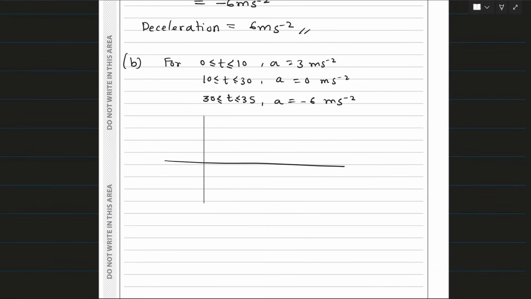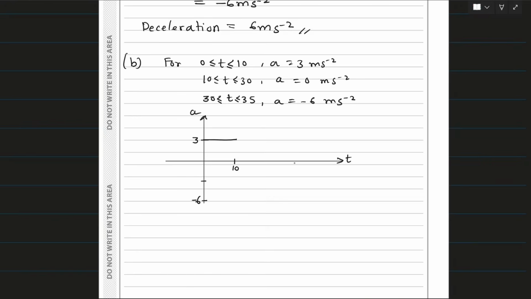So I'm drawing the axes. This is the time axis, this is the acceleration axis, and this is 3 meter per second square, and this is minus 6 meter per second square on the acceleration axis. We know that our graph has 3 meter per second square acceleration for 10 seconds. So up to 10 seconds, our graph will have an acceleration of 3. As the acceleration is constant, our lines are flat. Our graph will be horizontal because the acceleration is not changing, so the line has to be horizontal.